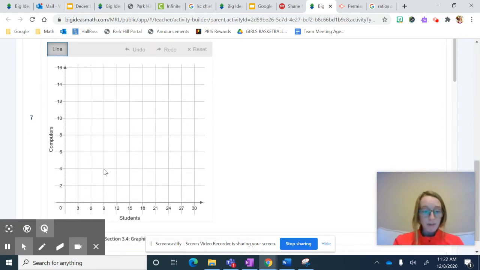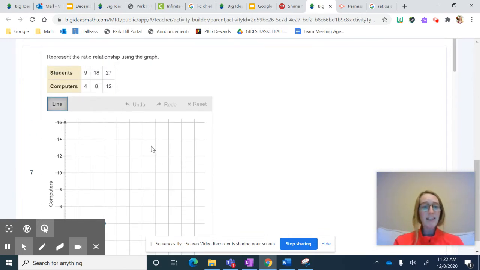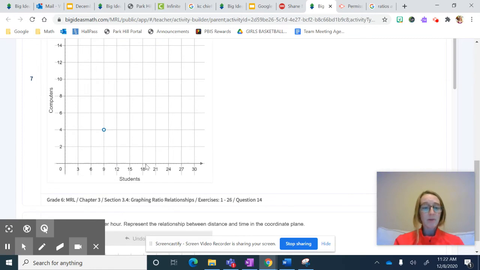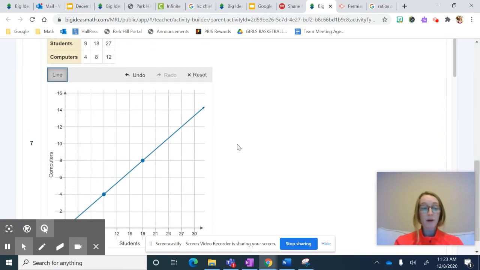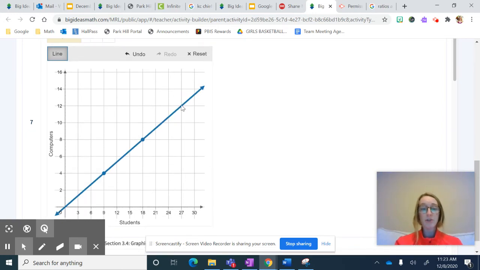We're going to click right here. And then we have to go over 18 and up 8. So I'm going to go over 18, up 8. Because I have two coordinates, it did already create the line for me. But I want to make sure I did this correctly, so I'm going to take a look at 27, 12. I'm going to go over 27, up 12. And you can see that it would have hit there regardless of if I had put a point there or not.